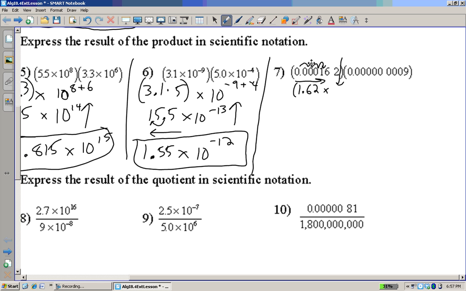times, let's see, 1, 2, 3, 4 places right. That means it goes down, so to the negative 4th. Same thing here. We move it to the right and down. So 1, 2, 3, 4, 5, 6, 7, 8, 9. So this is 9 times 10 to the, we're going down, so to the negative 9th power.